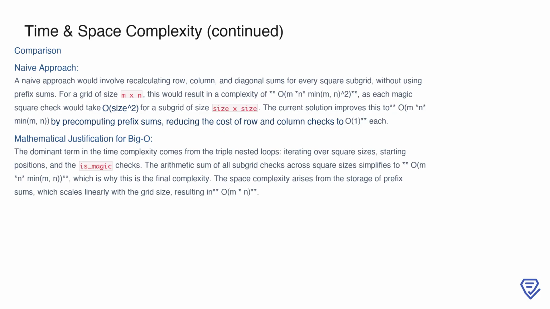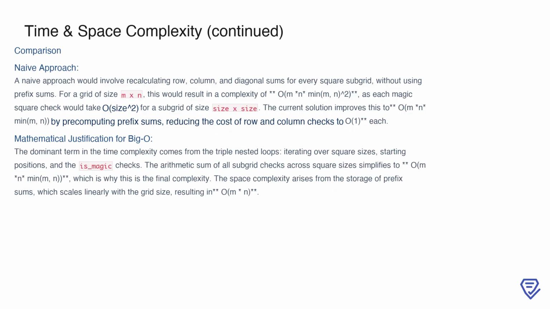A naive solution would recalculate row, column, and diagonal sums for every square subgrid without using prefix sums. This would result in a time complexity of O(m * n * min(m, n)^2), as each magic square check would take O(size^2) for a subgrid of size x size. In contrast, our optimized solution improves this to O(m * n * min(m, n)) by pre-computing prefix sums, which reduces the cost of row and column checks to O(1). The improvement comes from reducing redundant calculations and leveraging pre-computed data.